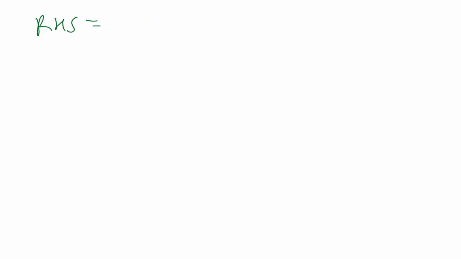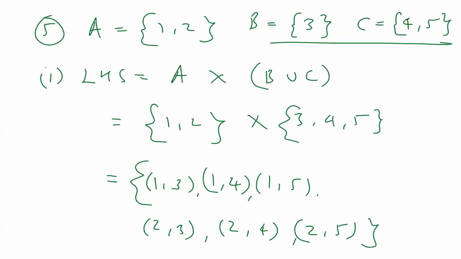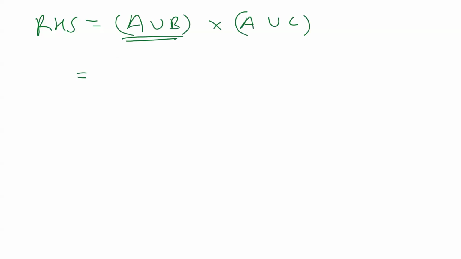Okay. Then RHS. RHS is equal to A union B cross A union C. So first we'll find out A union B. I'll take you to the previous slide. A union B. So it is 1, 2, 3. Okay, right? A union B is 1, 2, and 3. So that I'll just write on the next slide.